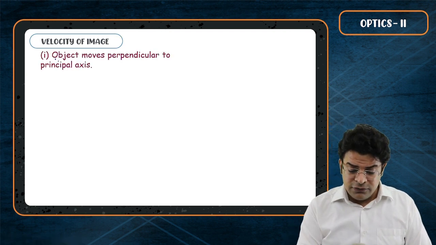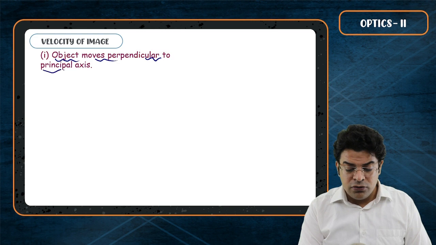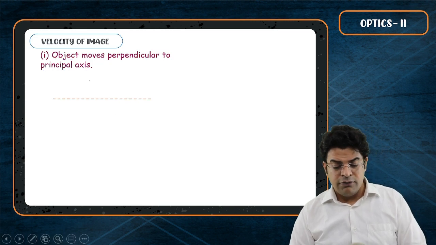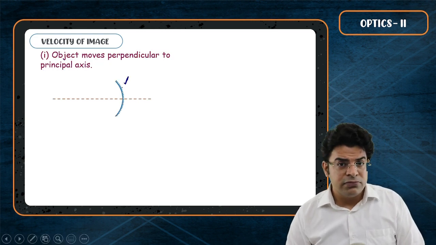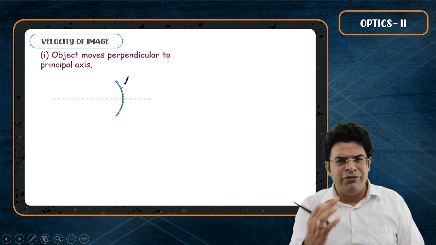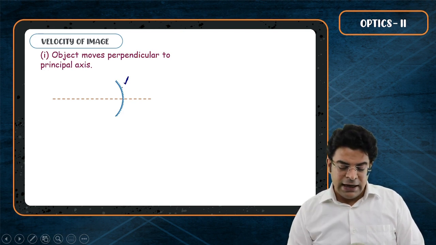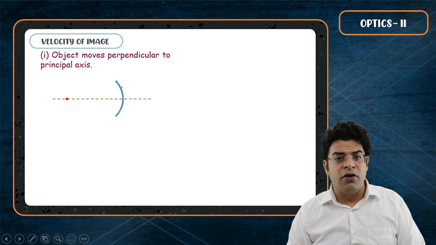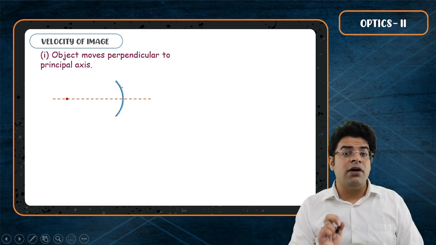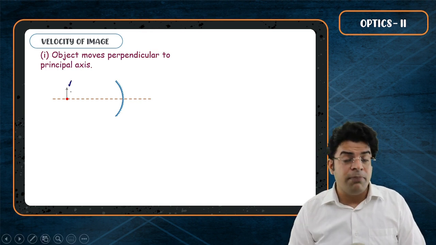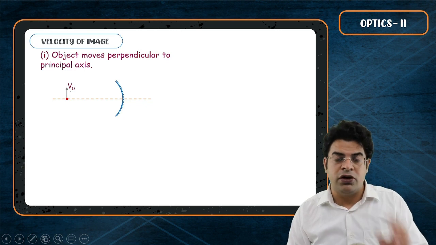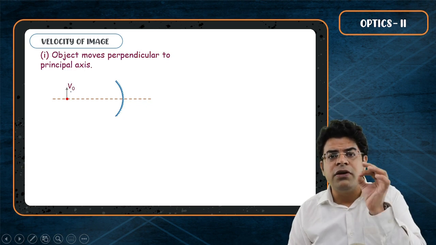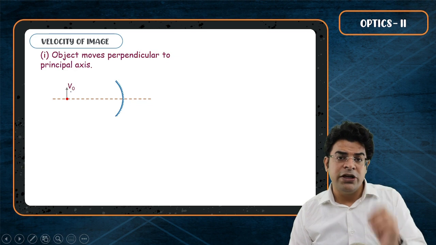Now case 1, when the object moves perpendicular to the principal axis. So let's say you have got here a spherical mirror. For the sake of understanding, I am every time using a concave mirror. And let's say there is an object in front of this mirror, and this object has got a velocity perpendicular to the principal axis, and let's say this velocity is v0. So the question is, what will be the velocity of the image?